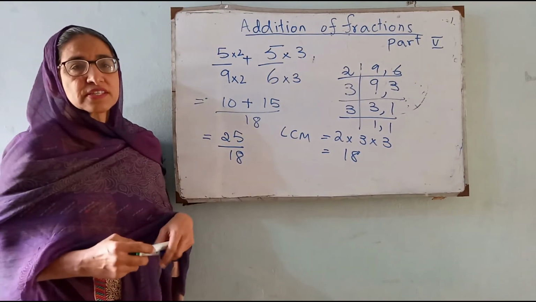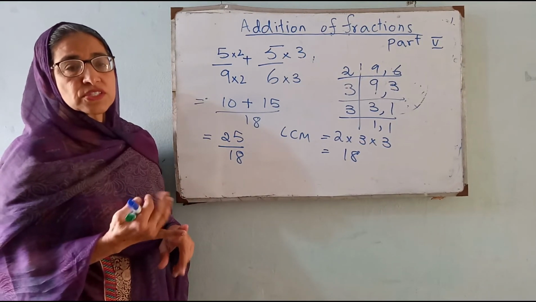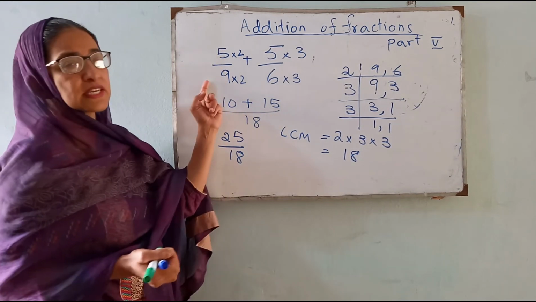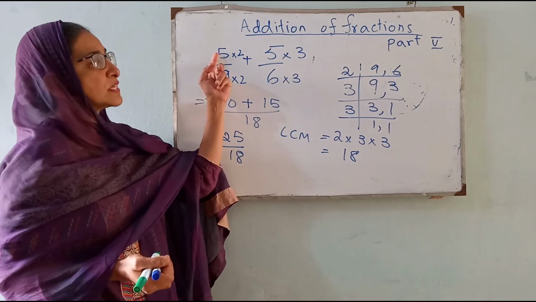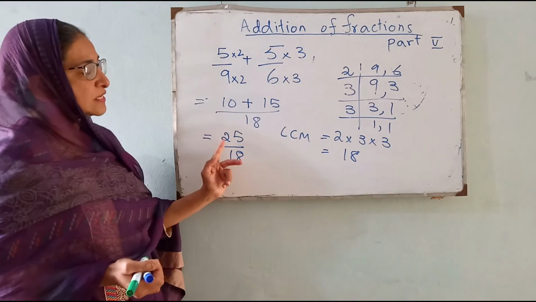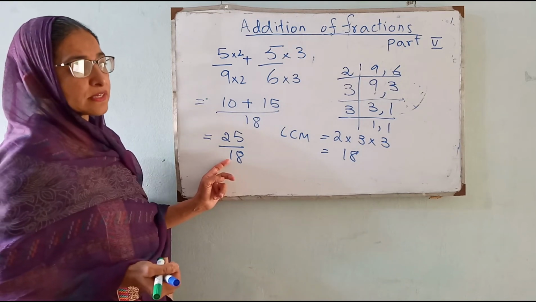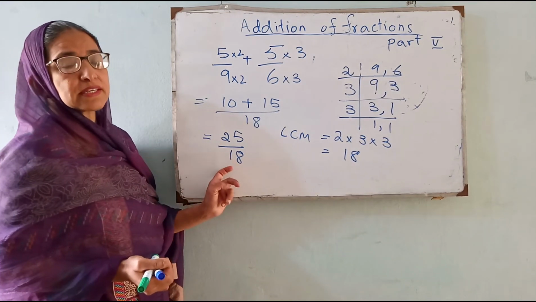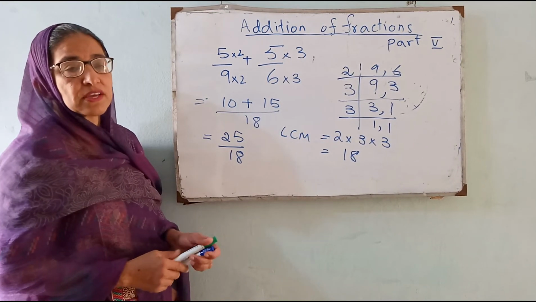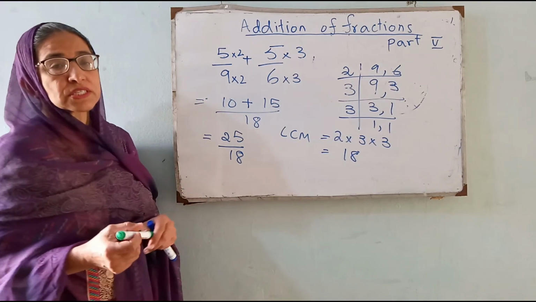What type of fraction is this? We have learned that there are two types of fraction. There are improper fraction, there are proper fraction. In proper fraction, the numerator, this is an example of proper fraction where the numerator is smaller than the denominator, right? So in this case, the numerator is greater than the denominator. So when the numerator is greater than the denominator, then such type of fraction is called improper fraction. And what we have to do is we have to convert the improper fraction into mixed number.